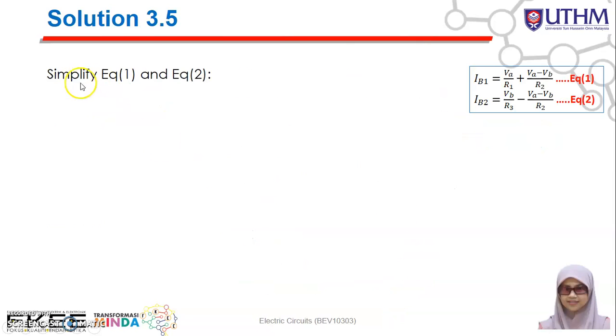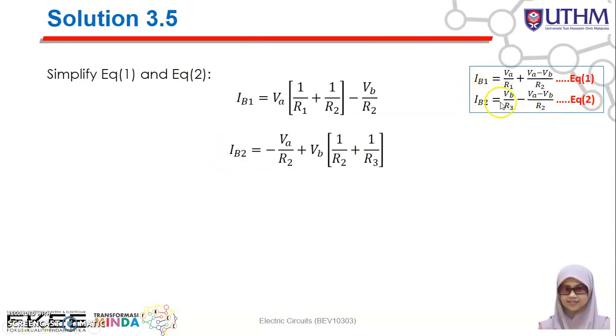Next, we can simplify equation number 1 and equation number 2. Based on equation 1 from the previous slide, we can further simplify. Here you have VA over R1 plus VA over R2. This way, I factorize VA to the outside, multiplied by 1 over R1 plus 1 over R2, minus VB divided by R2. For equation number 2, you have IB2 will be equal to, we put VA first, so negative VA divided by R2 plus VB over R3 plus VB over R2. I can factorize VB to the outside, so plus VB multiplied by 1 over R2 plus 1 over R3.